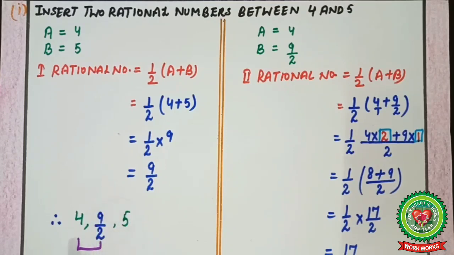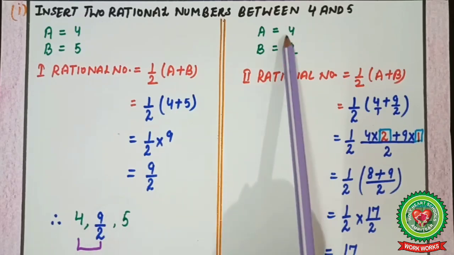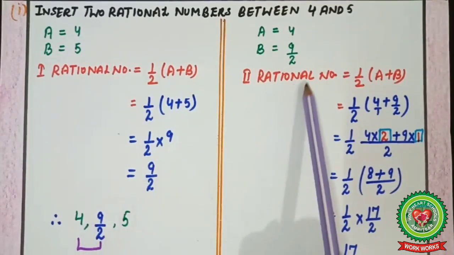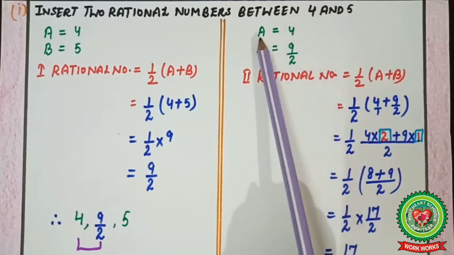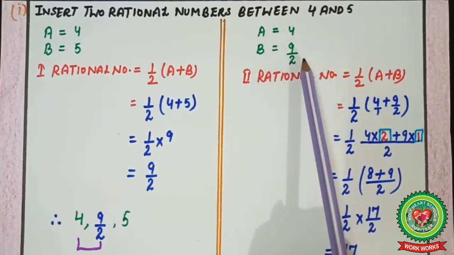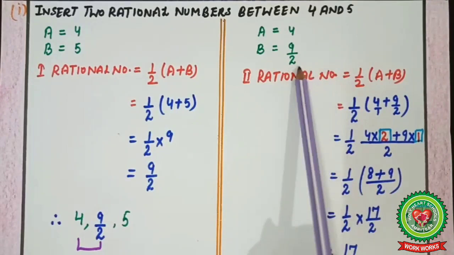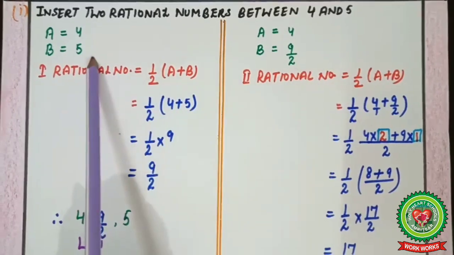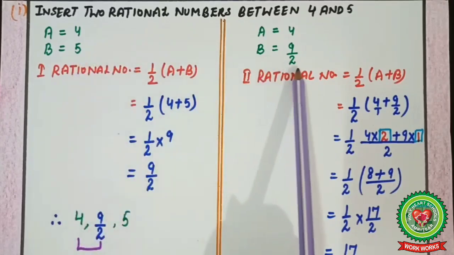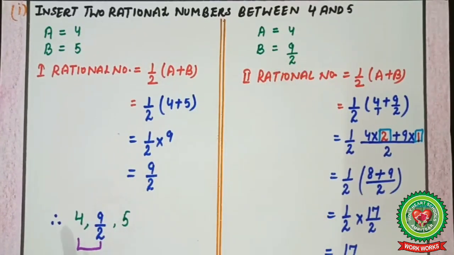Alright. So now I am taking the pairing like this. I am taking A as 4 and B as 9 upon 2. So you will write here A is equal to 4 and B is equal to 9 upon 2. Now you can see that the value of B is changed. Earlier we were taking the value of B as 5. Now I am taking the value of B as 9 upon 2 because I am using the pairing of these first two numbers, right? So this is your choice which pair you want to take as A and B.